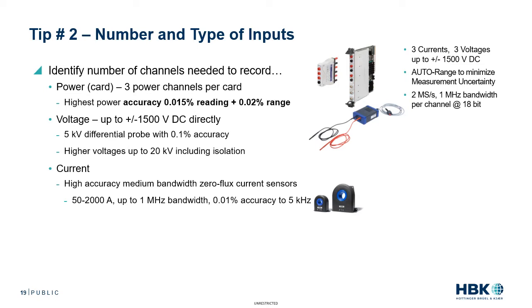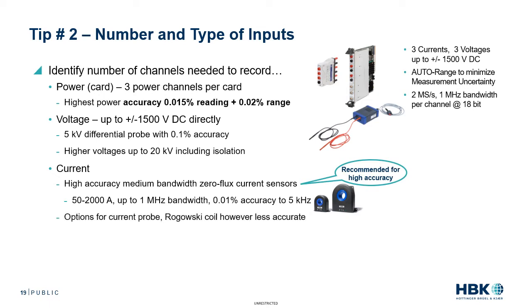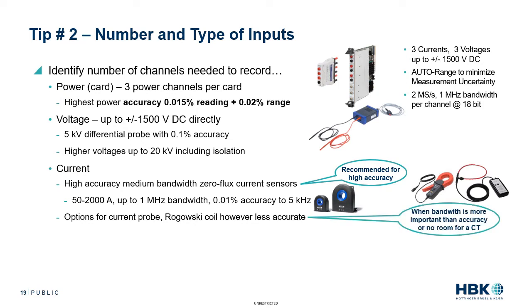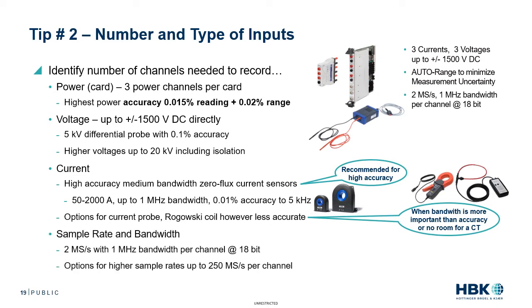Now, to measure current, ideally you'd want to use a high accuracy medium bandwidth zero flux current sensor. There's a variety of sensors with ranges anywhere from 50 to 2,000 amps, providing up to 1 megahertz bandwidth and accuracy 0.01% up to 5 kilohertz. That's a really nice high accuracy current sensor, and it's recommended for high accuracy. But there are other options for current probes, Rogowski coils. However, they're less accurate. You use those when bandwidth is more important than accuracy or you don't have enough room for a CT.